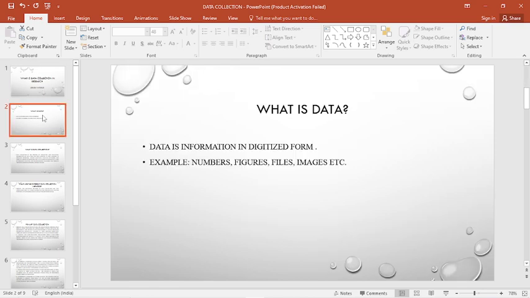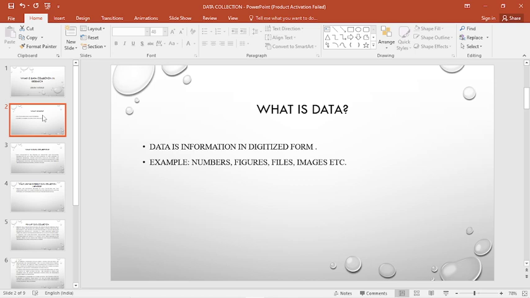So first of all, what is data? Data is information in digitized form. Data in the field of research is the information which we created or collected for our research, which helps us to complete our research and complete our study. That is called data.